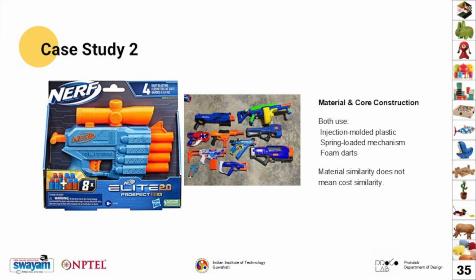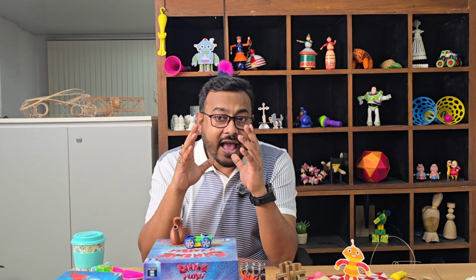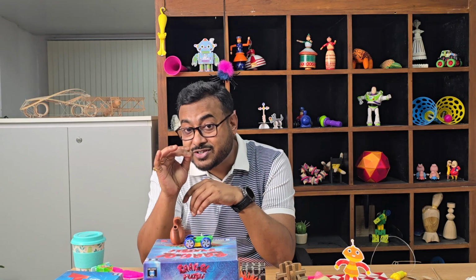The core material in both cases is plastic injection molding, spring mechanisms, and foam darts. The material category is not radically different, yet the price gap is substantial. This case helps us understand how penetration pricing operates when smaller competitors attempt to undercut a market leader. Some financial figures discussed will be hypothetical but structurally realistic.